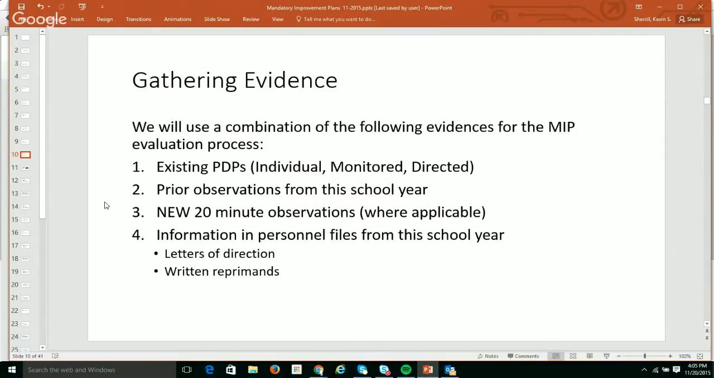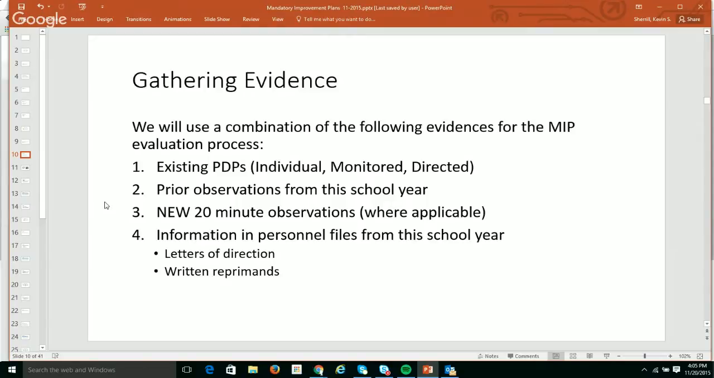So there are definitely those of you that already have done some observations in your buildings. Those observations are good, they count, we want you to use them. We might be doing new observations, and when we talk about observation as part of this process, we are really talking about 20-minute observations, and we'll share with you where those are applicable.